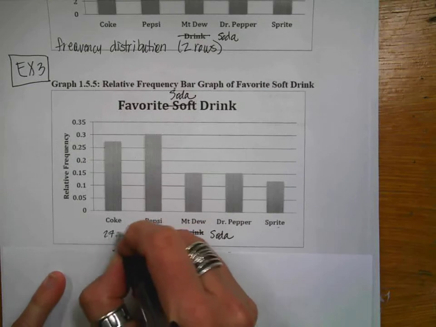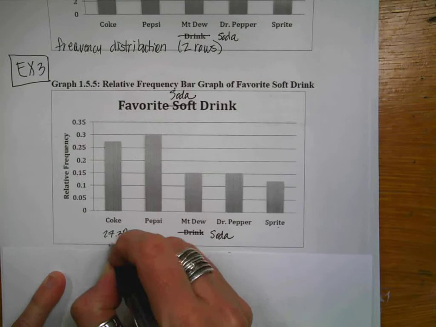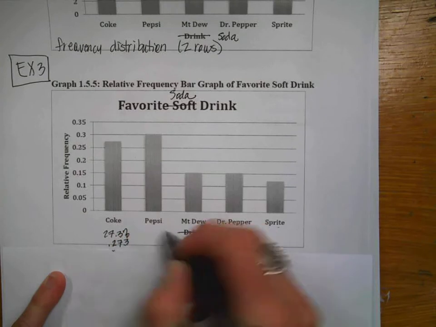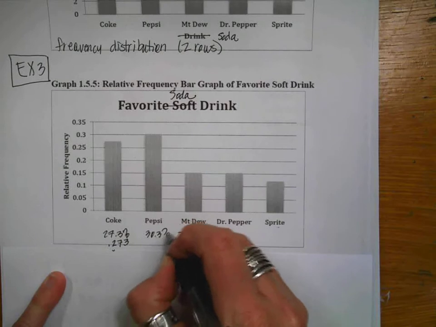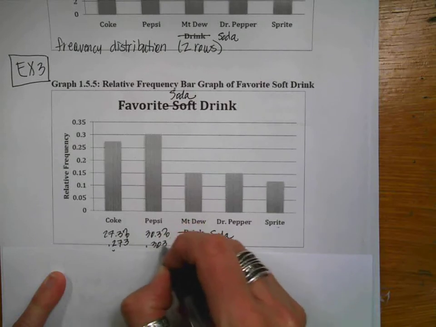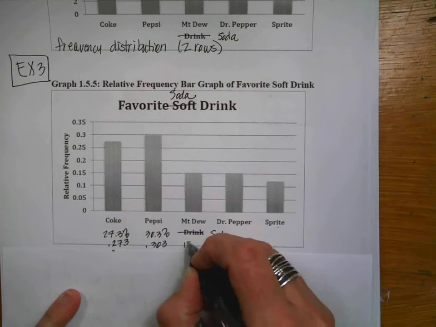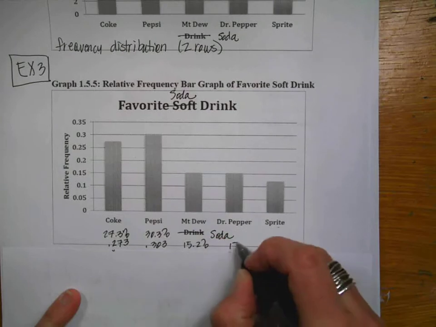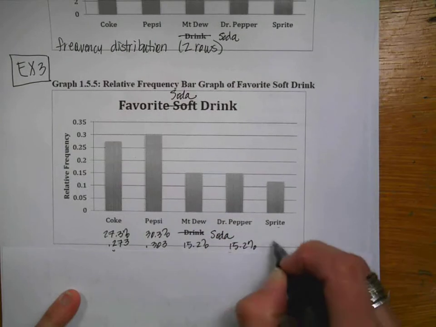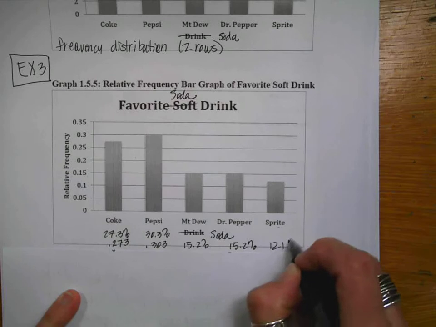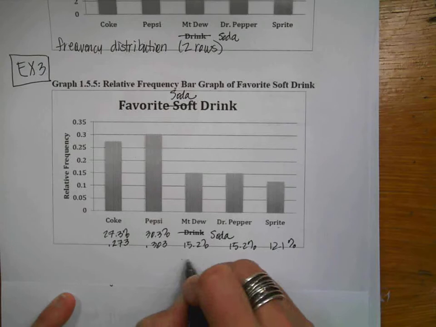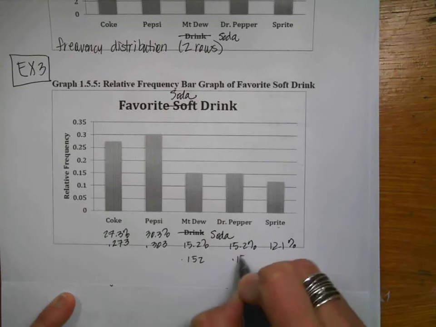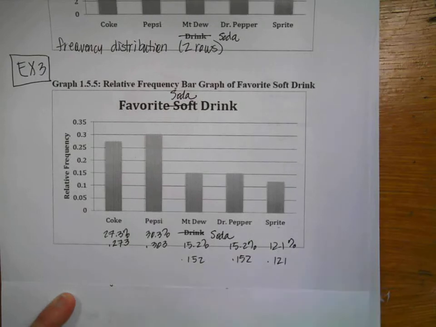So remember, we found that for Coke it was 27.3%, which is going to be 0.273. Pepsi was 30.3%, so 0.303. Mountain Dew was 15.2%, and Sprite was 12.1%. So it's the same bar graph, and I'll go ahead and put these decimals in there, 0.152 and 0.121.